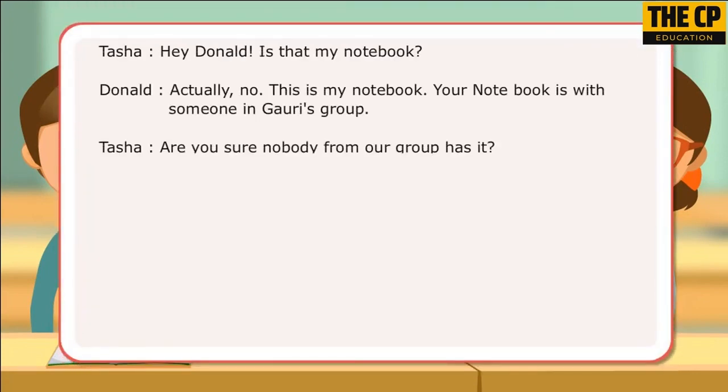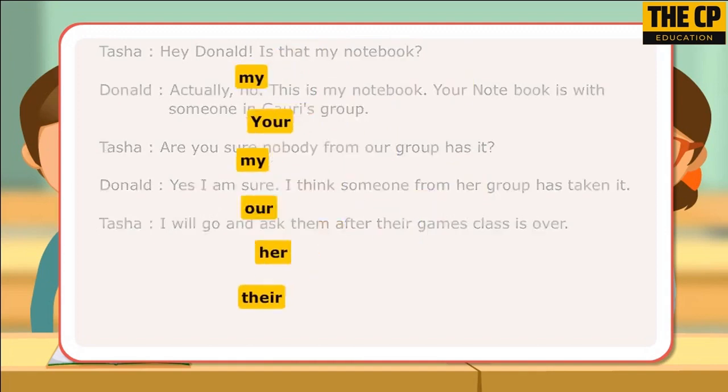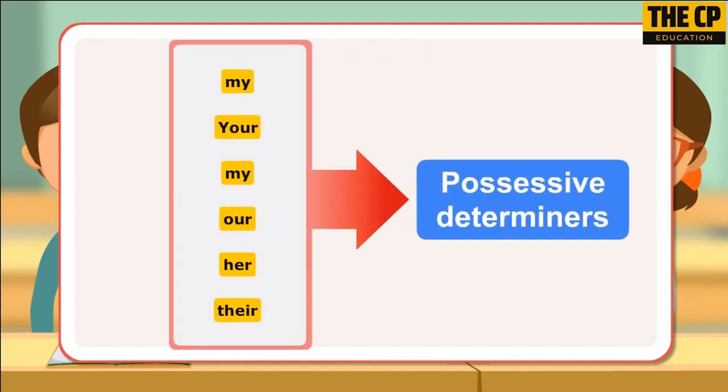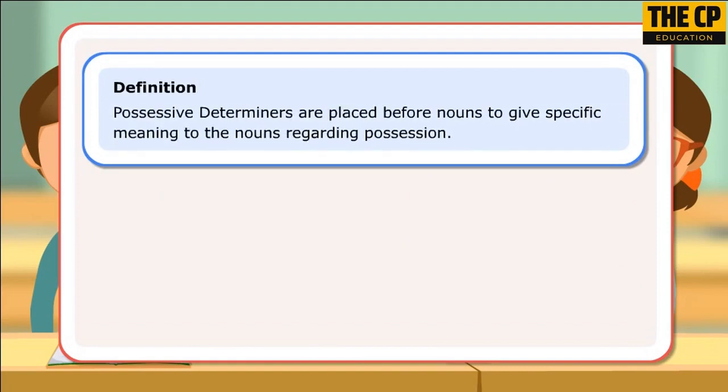In the dialogues, Tasha and Donald have used words that give information about the nouns that follow in terms of possession. The words my, your, our, her, their are examples of possessive determiners. Definition. Possessive determiners are placed before nouns to give specific meaning to the nouns regarding possession. Let us look at few sentences.